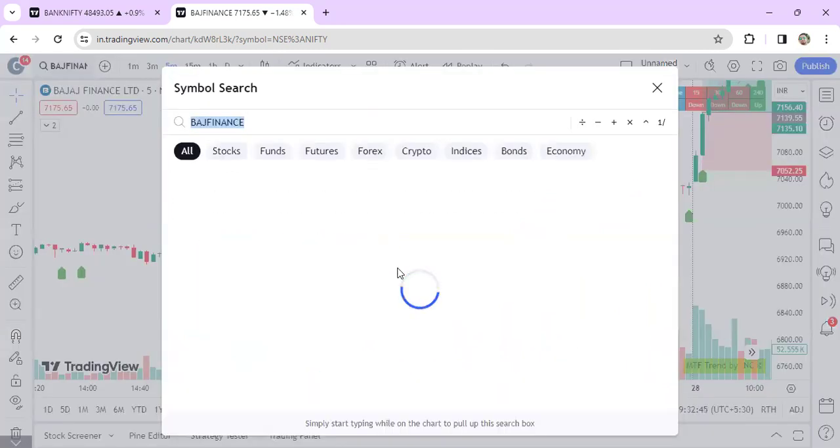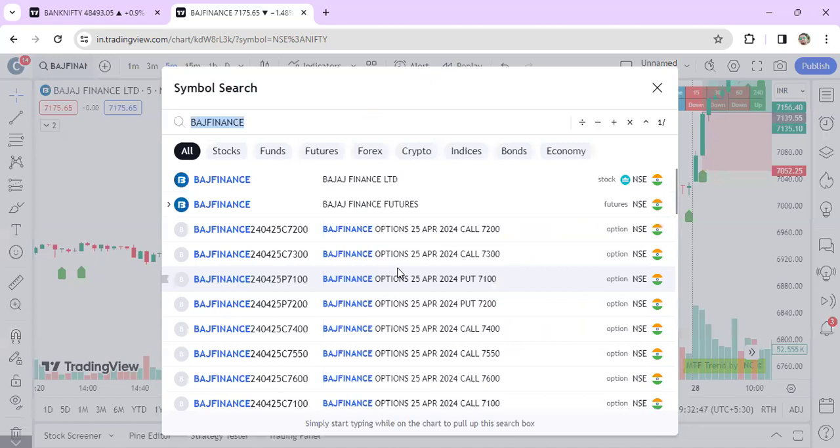Let's get into some other trades, other stocks. What stock should I select? Let's select.